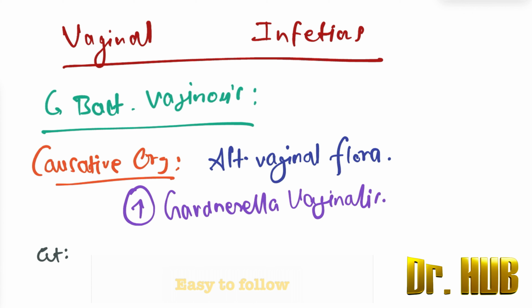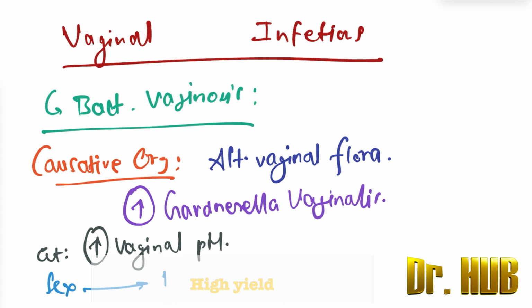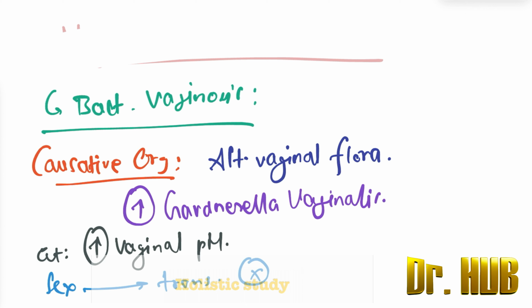So what is the etiology here? The etiology is an increased vaginal pH. Then comes the question about sexual transmission. Is it sexually transmitted? The answer is no. Bacterial vaginosis is not sexually transmitted.